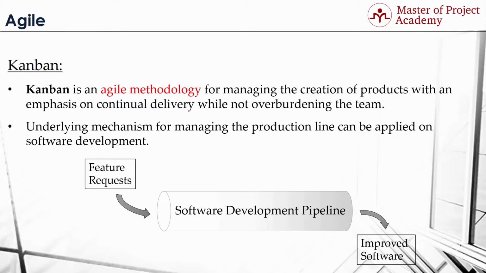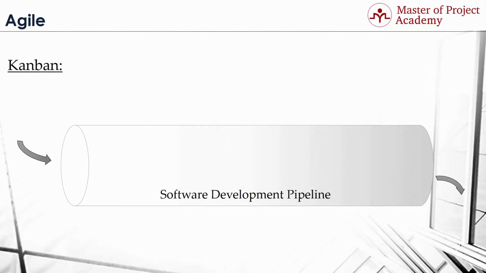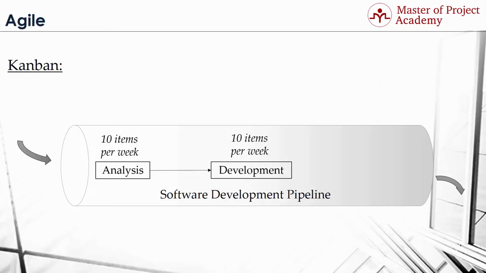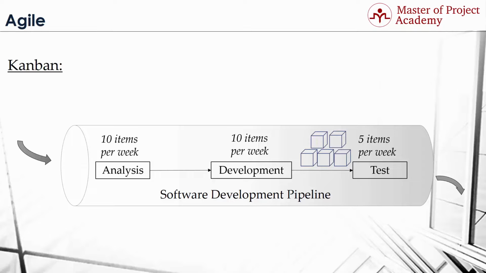A bottleneck in a pipeline restricts flow. The throughput of the pipeline as a whole is limited to the throughput of the bottleneck. Let's describe Kanban over an example scenario using our development pipeline. Let's consider that analysis of 10 items is completed per week by the team, and these 10 items are developed per week by the team respectively. But only 5 items can be tested by the team per week. This means 5 items will not be tested and delivered.